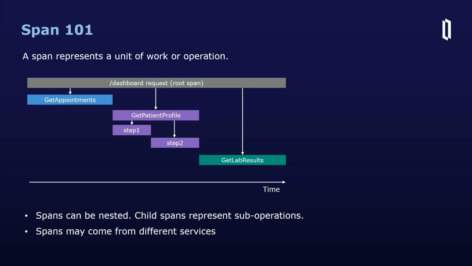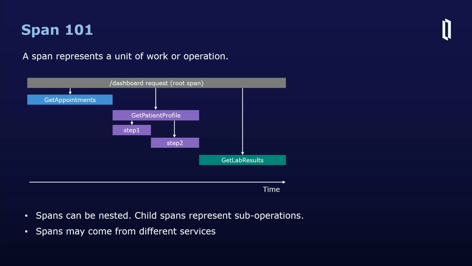So let's first talk about span. We know that OpenTelemetry generates traces. So traces are composed of many spans. A span is a unit of work or operation. And you can see in this diagram that every operation is a span. And a span can also have sub-operations called child spans.